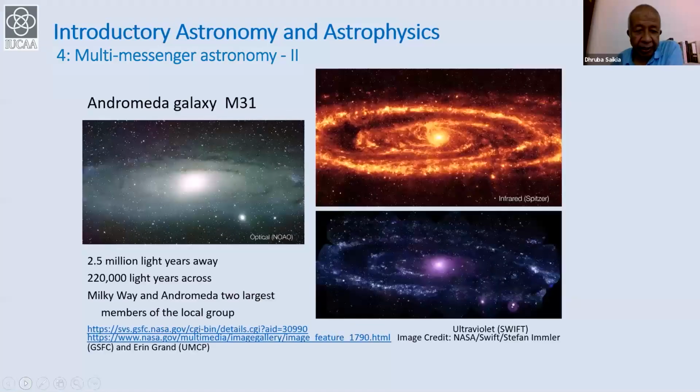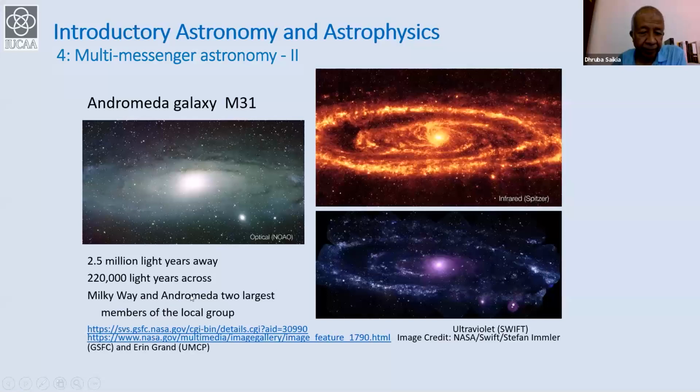Now, just to illustrate what a galaxy might look like at ultraviolet wavelengths, I've tried to pick up images of the Andromeda galaxy. Our galaxy is a bit more tricky to map because you're sitting inside it. But the Andromeda Galaxy is very similar to our galaxy. This goes by the name Messier 31. It's about 2.5 million light years away and 220,000 light years across.